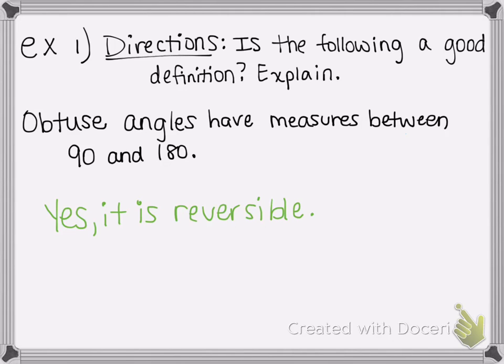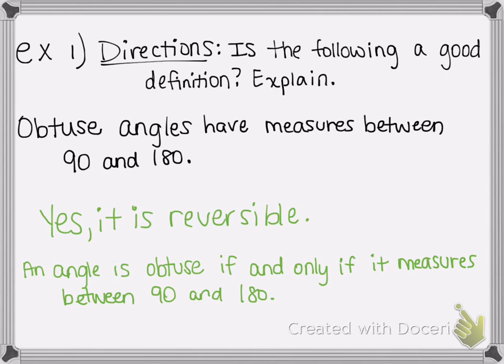Okay, so is the following a good definition? Yes. Okay, we know it's a good definition because it is reversible. So your explanation should be because it is reversible. Okay, sometimes they may ask you to write the biconditional statement of it, but if they don't, don't do more work on yourself. Just say, yes, it is reversible. Okay, I went ahead and wrote the biconditional just in case they ask you to. An angle is obtuse if and only if it measures between 90 and 180.